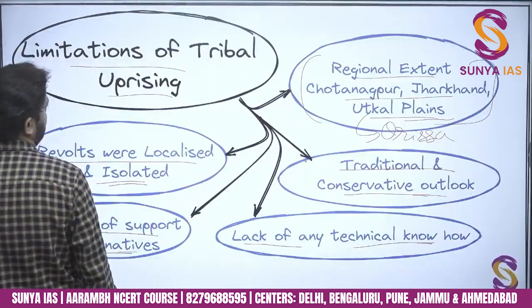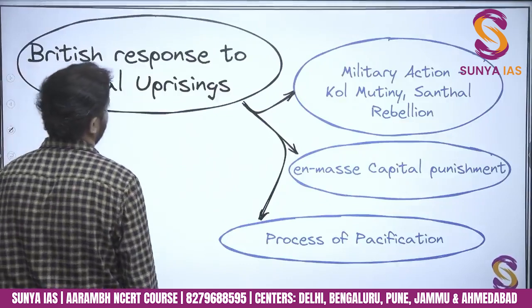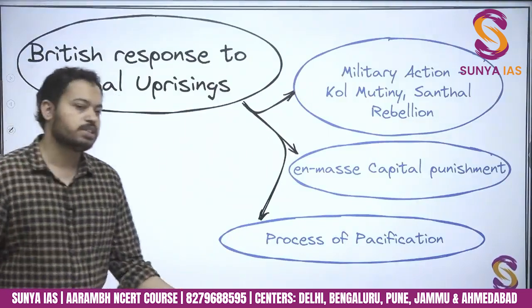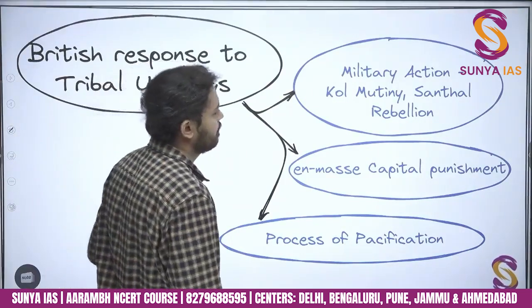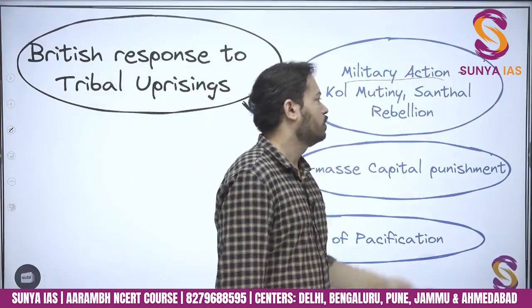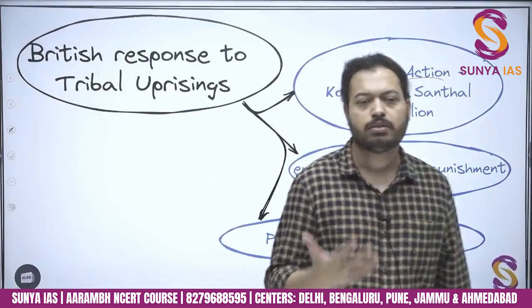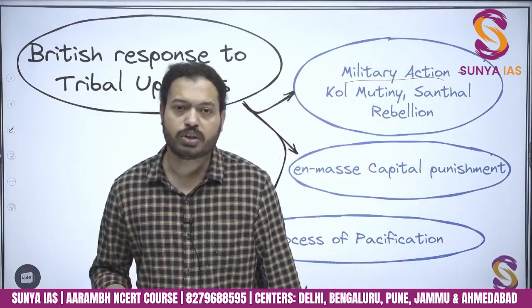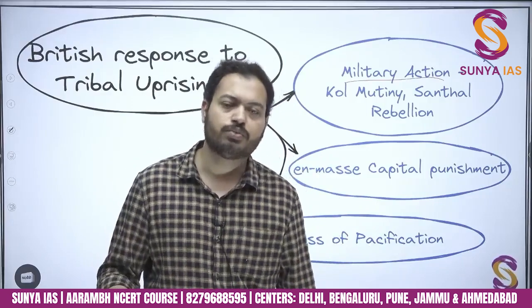So we just discussed the limitations of tribal uprisings. Now, the British response to the tribal uprisings. What was the major response? How did Britishers handle these tribal uprisings? So they took military action. Okay, the Kol uprising, Kol mutiny, Santhal uprising, Santhal rebellion, all these were handled by military action of the British East India Company.